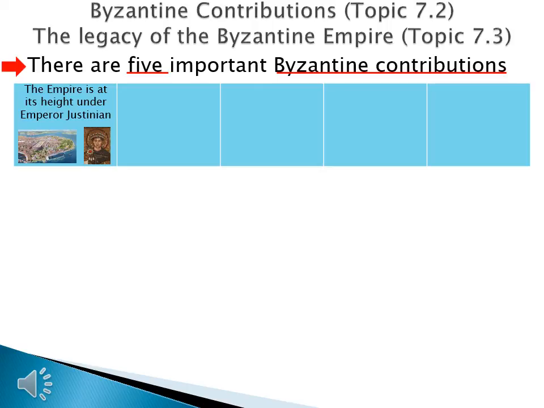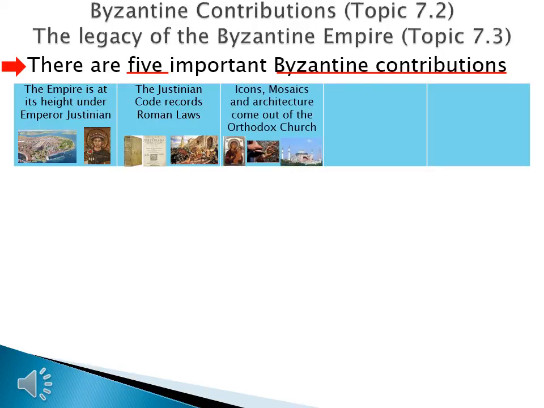And Justinian says, I got to get a bunch of laws together that were Roman laws, so the Justinian Code records Roman laws. But remember the Nika revolts. Justinian might not be following the very laws that he's recording. Then we have icons, mosaics, and architecture, which come out of the Orthodox Church. That's the Hagia Sophia there.